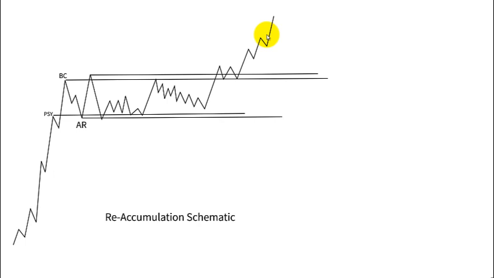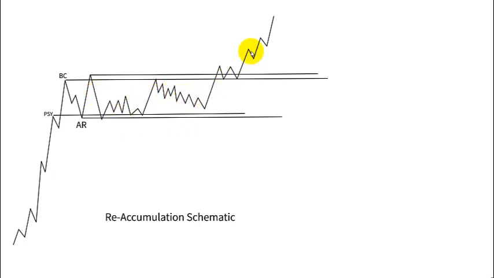So the difference again between accumulation and reaccumulation is that accumulation stops the downtrend. The CO or smart money begins that lengthy process of absorbing shares, and then reaccumulation again is the process of absorbing more shares during the uptrend.